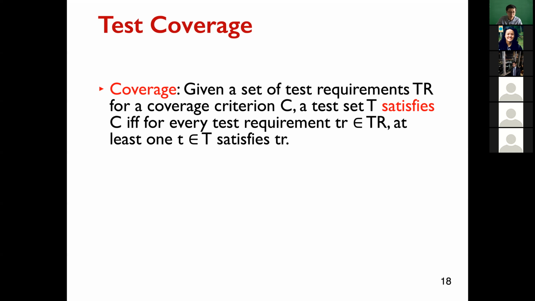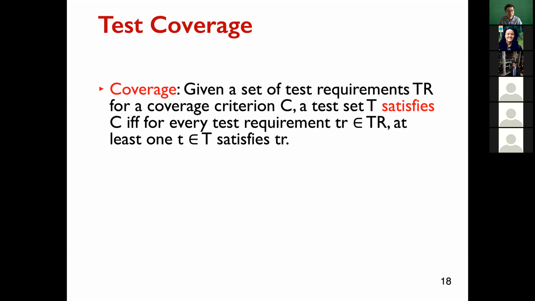It looks complicated, but the basic idea is: if there is a coverage criterion C, and within C there are a set of test requirements, and we want to design a test set that satisfies the criterion C, we need to make sure that for each test requirement we have one test case to satisfy it. That is about coverage.